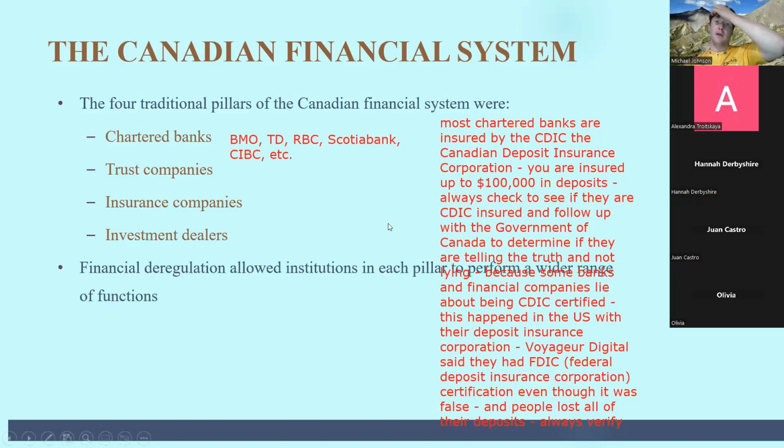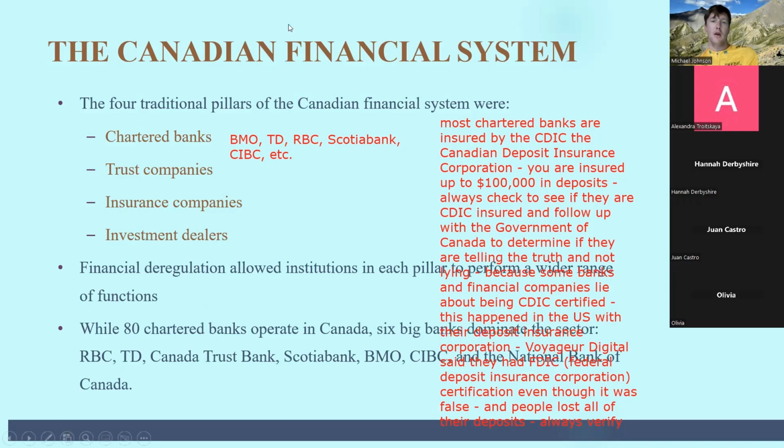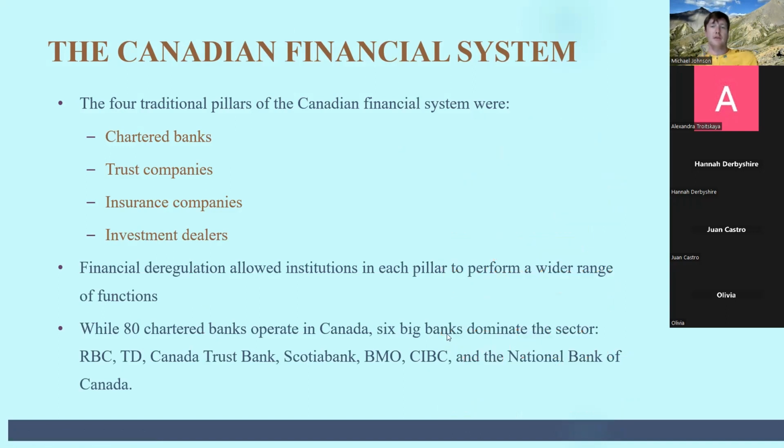So financial deregulation allowed institutions in each pillar to perform a wider range of functions. While 80 chartered banks operate in Canada, 6 big banks dominate the sector: RBC, TD, Canada Trust Bank, Scotiabank, BMO, CIBC, and the National Bank of Canada. TD and Canada Trust are the same thing.